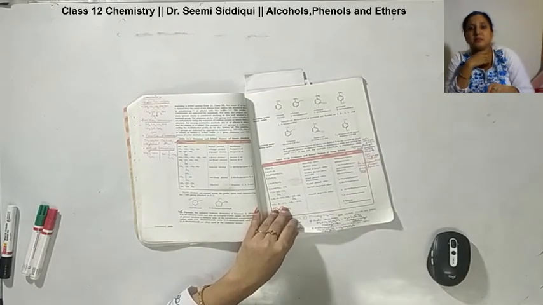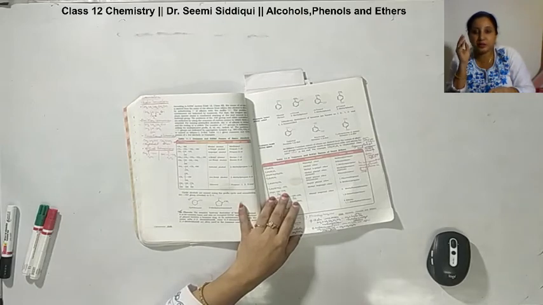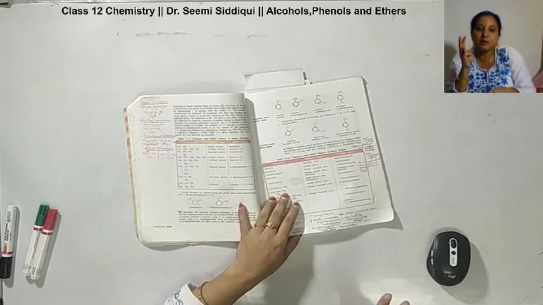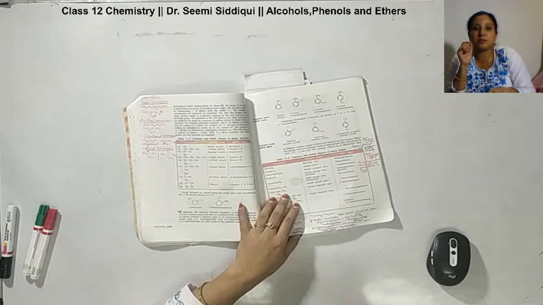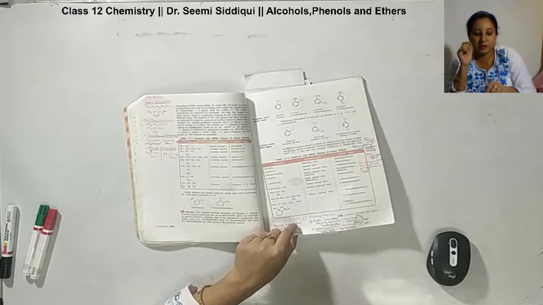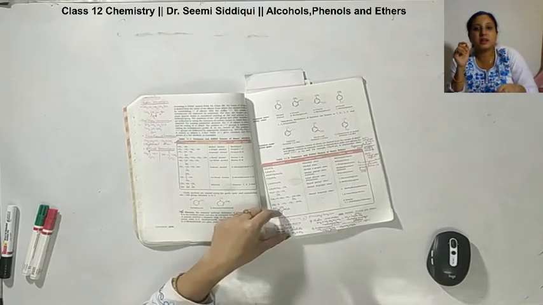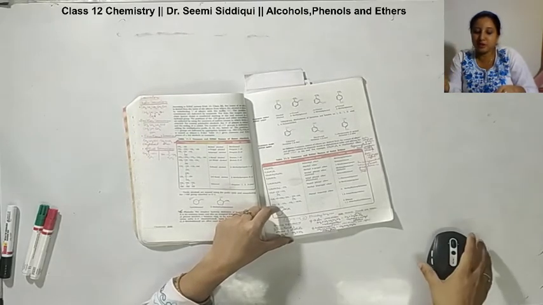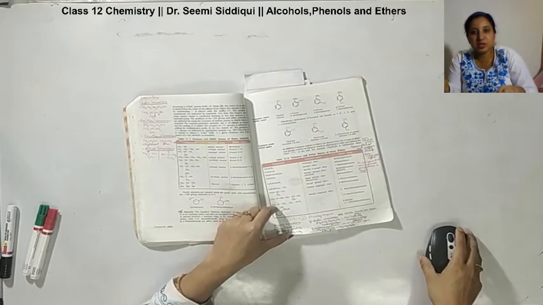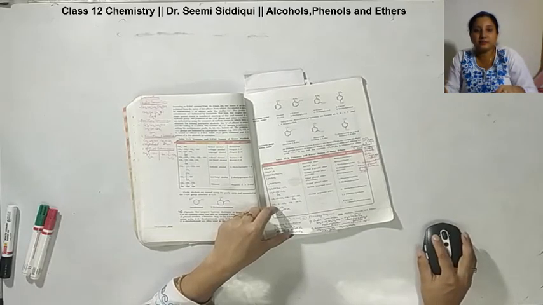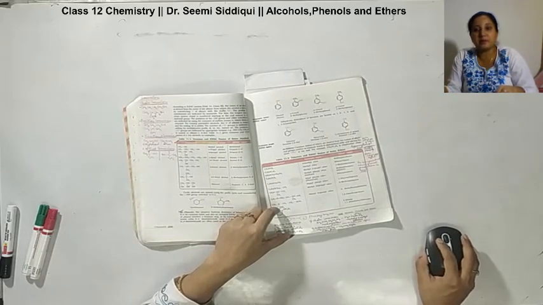Then isomerism: alcohols are going to show chain isomerism, position isomerism, functional isomerism and optical isomerism. Coming to the ethers, they are going to show functional isomerism, chain isomerism and metamerism.